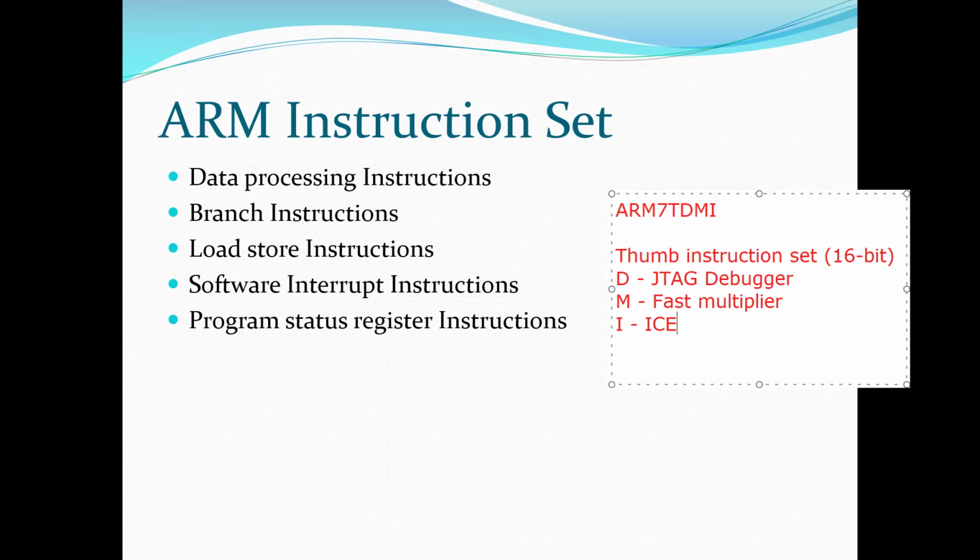So this is the type of processor that we are going to see further. The corresponding ARM instruction set for the ARM7 family is categorized into 5 groups: data processing instructions, branch instructions, load and store instructions, software interrupt instructions, and PSR, program status register instructions. We'll see them one by one. The first category is data processing instructions. As the name says, it performs certain operations on the data.